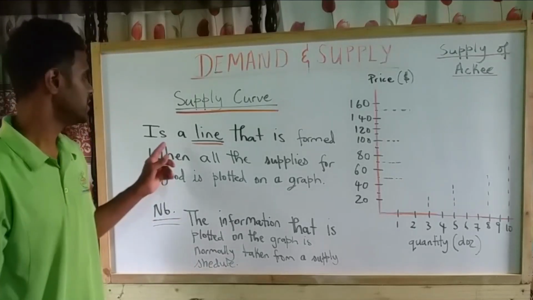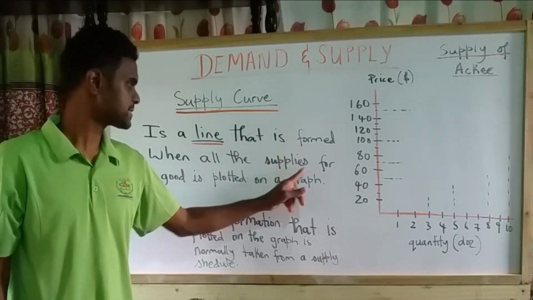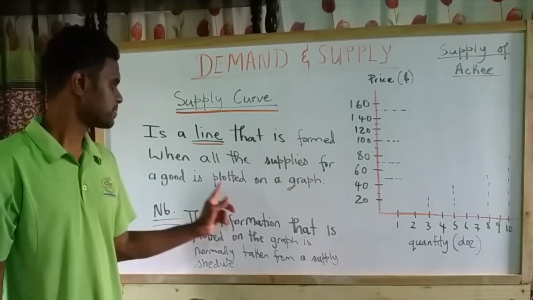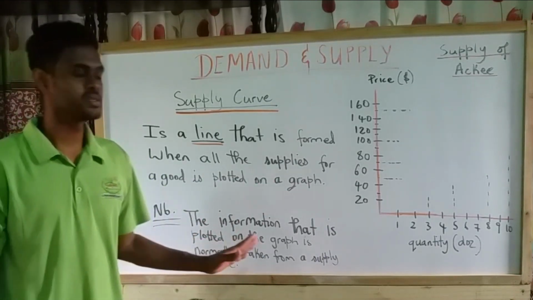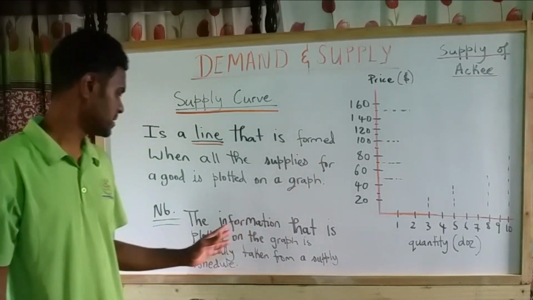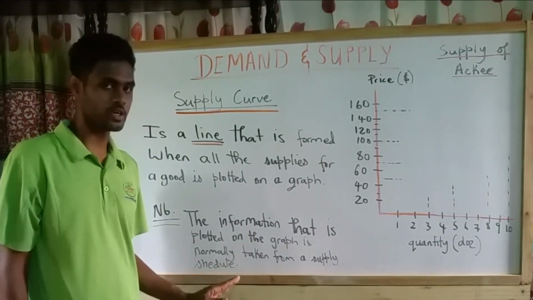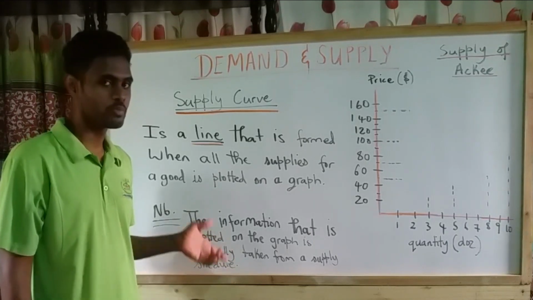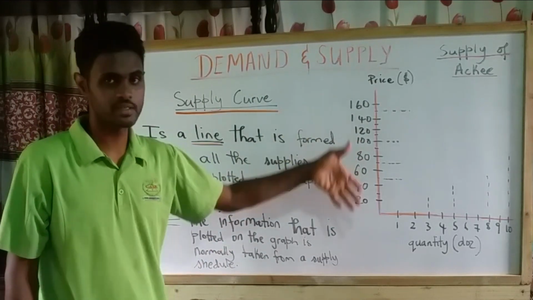The supply curve is a line that is formed when all the supplies for a good are plotted on a graph. And please note that the information that is plotted on a graph is normally taken from the supply schedule. So that's one of the purposes of the supply schedule: to provide the information that you can also plot on a graph where you can analyze it.